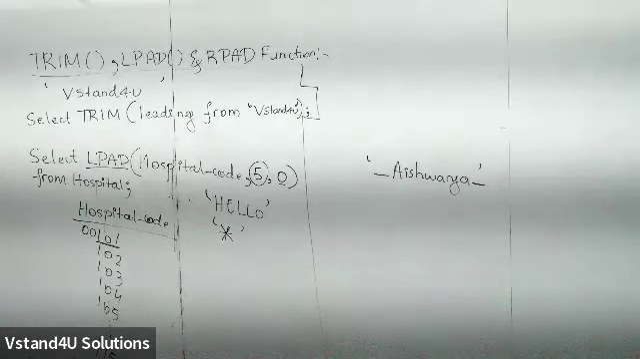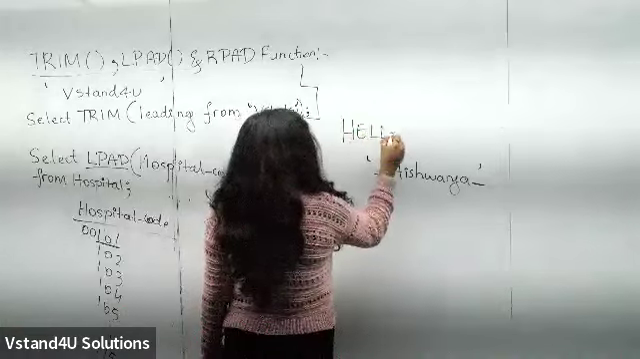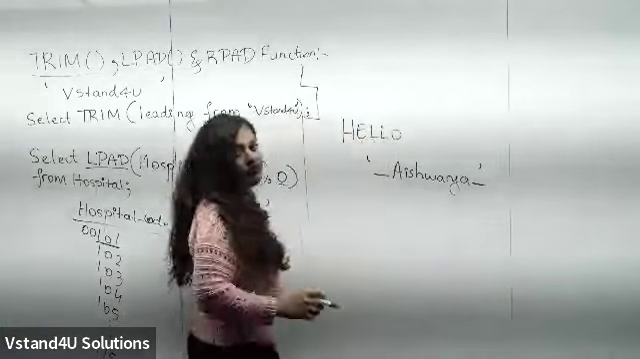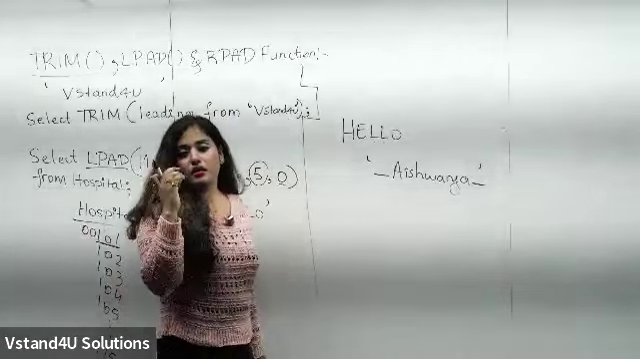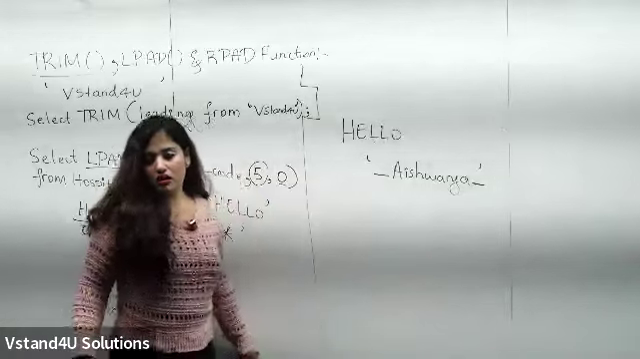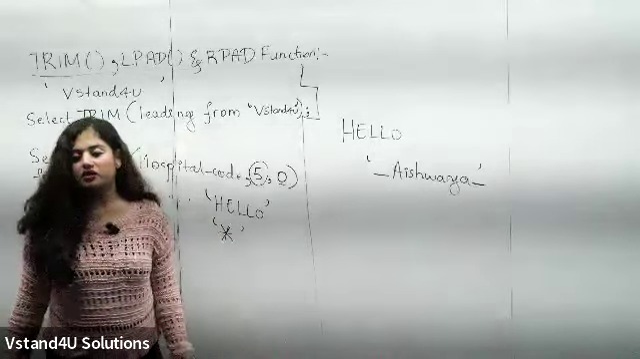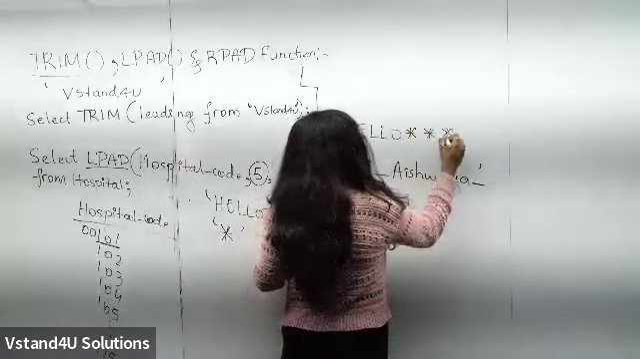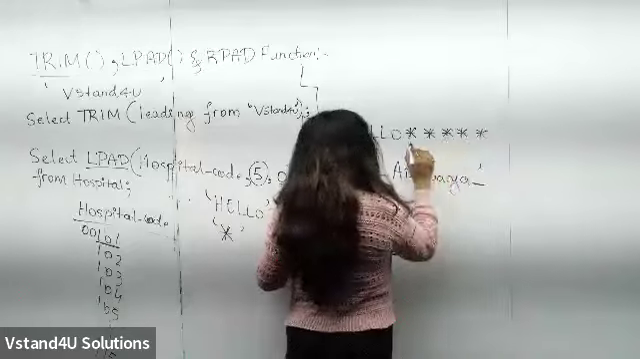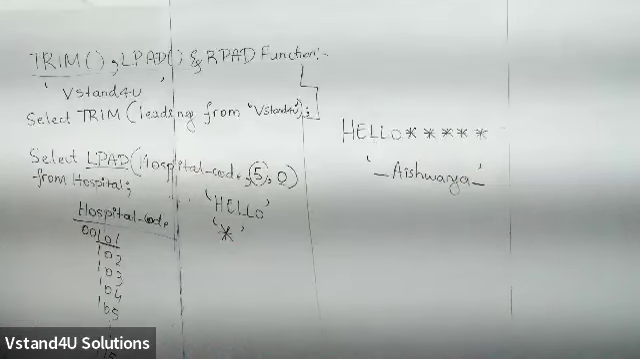See, they are saying that you have the word hello. Hello is how many characters? 1, 2, 3, 4, 5. 5 characters. What is the total number of characters they are saying? 10. And they are saying the remaining you have to fill with asterisk. So if this is 5, another 5 more asterisks. Yes or no, my dear students? So this is how you will get the output.